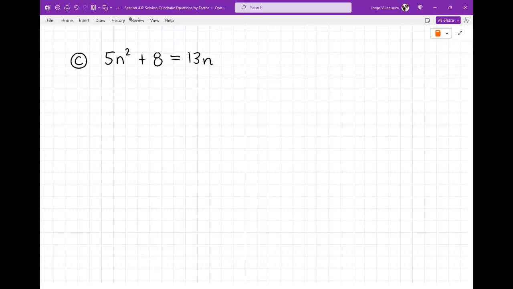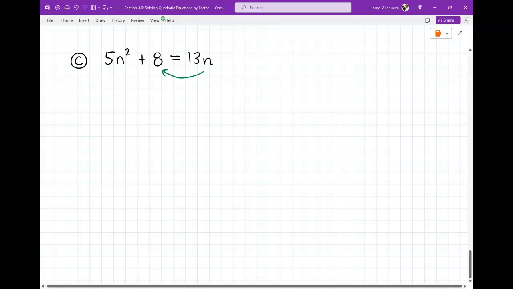There's variables on both sides. None of the other ones had that, right? What were the other ones equal to? 0. This one's not. So I have to force it to be 0. So what I'm going to do is get this and throw it to the other side. Okay, I have to move it.